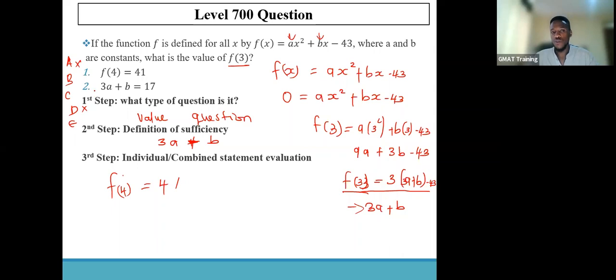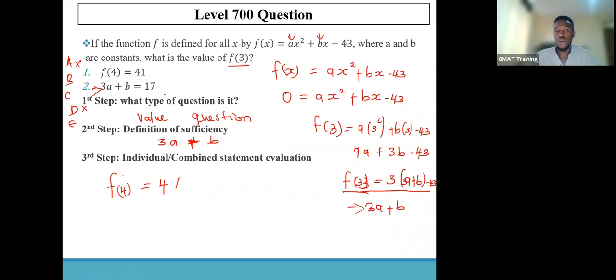So then we have to move on to the second statement, which in this case actually gives us the value of 3a plus b to be 17. And since this is exactly what you're looking for, we can deem statement B to be sufficient. Notice that this question, following this method, didn't actually need us to do so much.